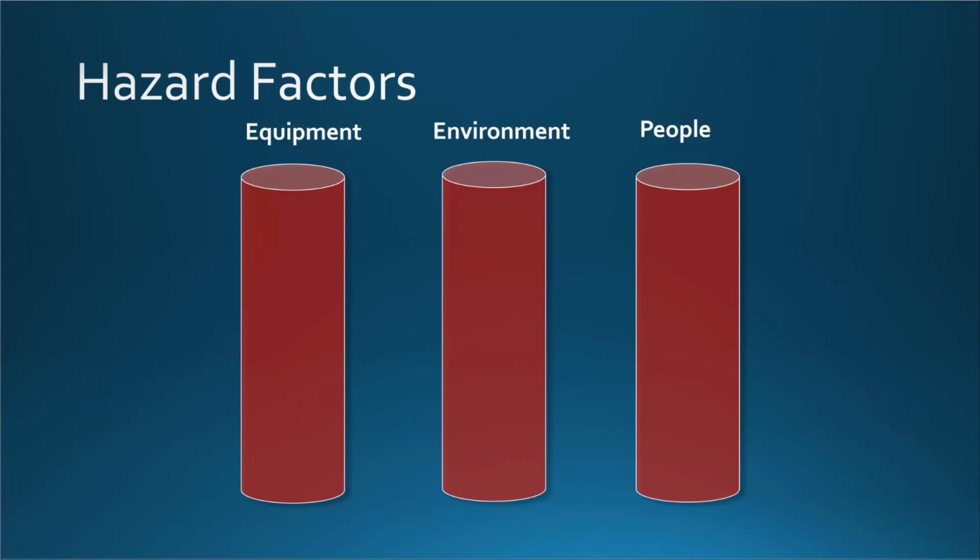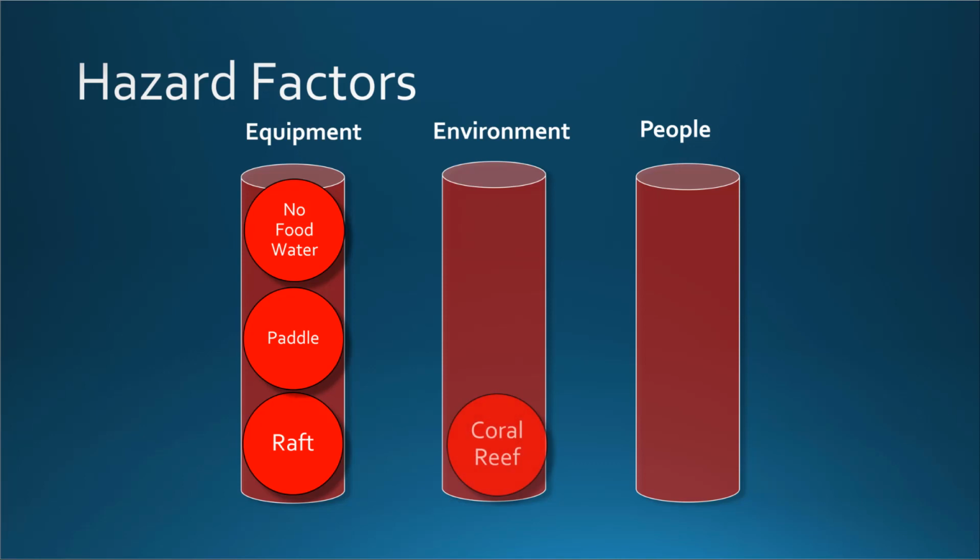So in the case of Tom Hanks and his accident, first we have his raft. It's really inadequate. It's underinflated. It's not appropriate for the situation. He's got the world's smallest paddle. He also has no food or water. In terms of environmental hazards, we have the coral reef, which was the actual proximal cause of his incident. That's what he sliced his leg open with. And we have the huge waves.